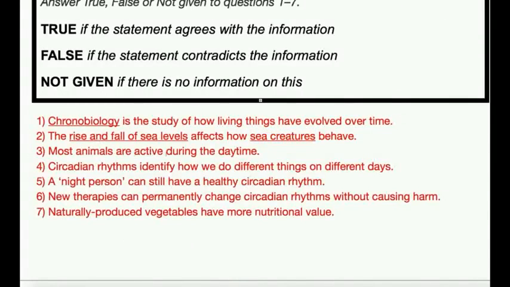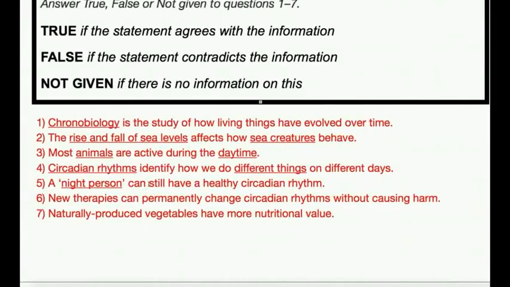Question 3, most animals are active during the daytime. So we could look for animals, you could look for something about daytime. Question 4, circadian rhythms identify how we do things on different days. So here you could look for circadian rhythms, maybe something about different days. Statement 5, a night person. So when we try to find this one, we want to look for night person.